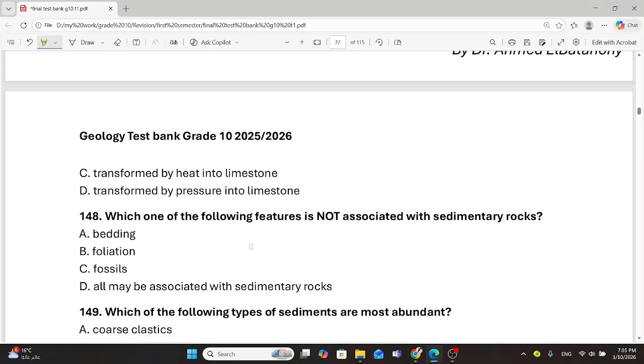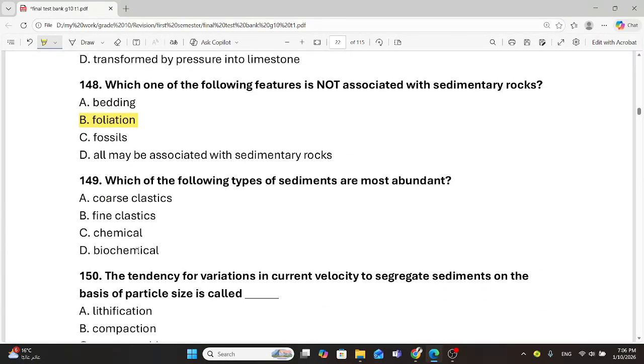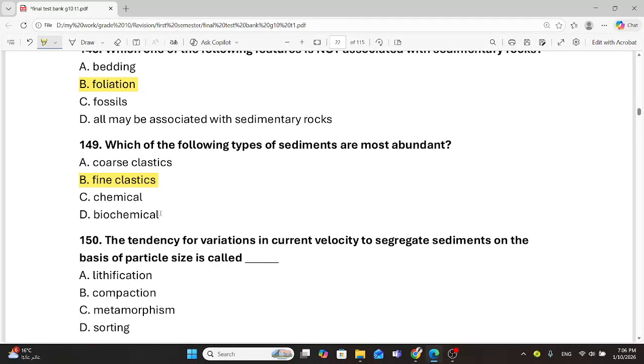طيب which one of the following features isn't associated with sedimentary rocks؟ البيدنج ولا foliation ولا fossils ولا all may be associated with sedimentary rocks؟ لا. foliation مش associated with sedimentary rocks هتبقى with metamorphic rocks. طيب which of the following types of sedimentary are most abundant؟ coarse clastics ولا fine clastics؟ fine clastics هتبقى most abundant.